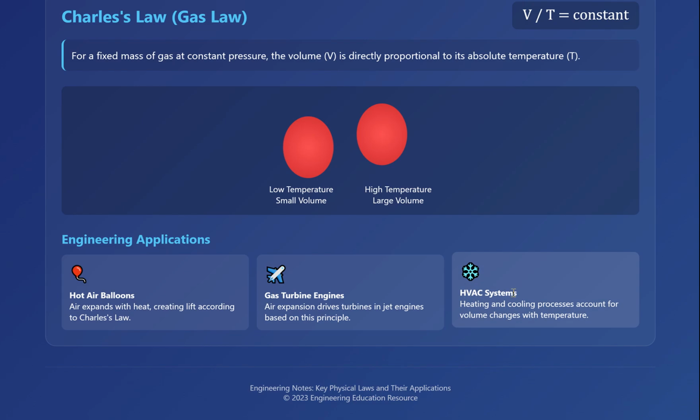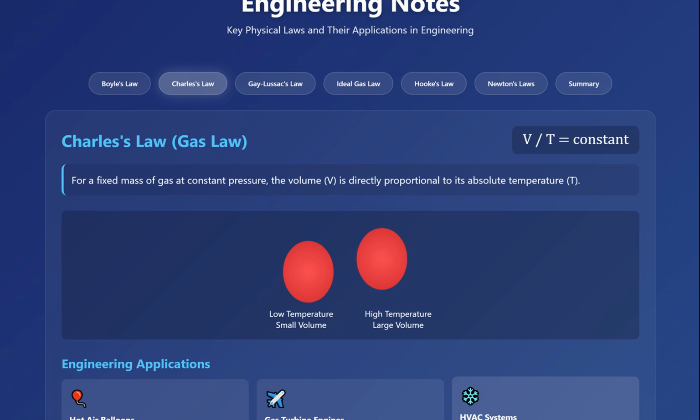Also heating, ventilation, and air conditioning systems. The heating and cooling processes account for volume changes with temperature. I normally use this in systems, maybe an environment where they lose temperature. When air is heated, it acquires heat, then it becomes lighter. It moves from point A to point B, giving out heat. So that's why they use heating and cooling systems.